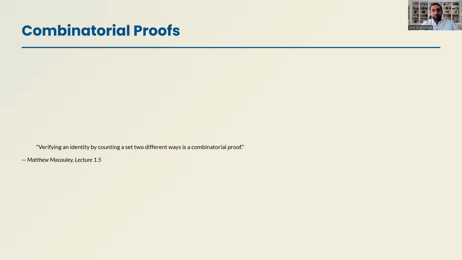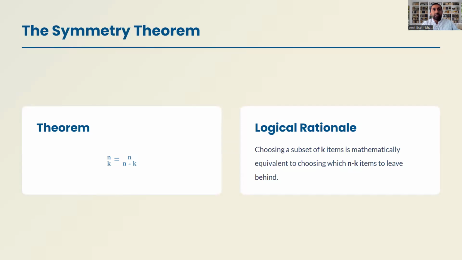Today we are going to continue our lecture series for discrete mathematics around combinatorial proofs. So we'll move on today to the next slide, which is around the symmetry theorem. Let's look at our first major identity.